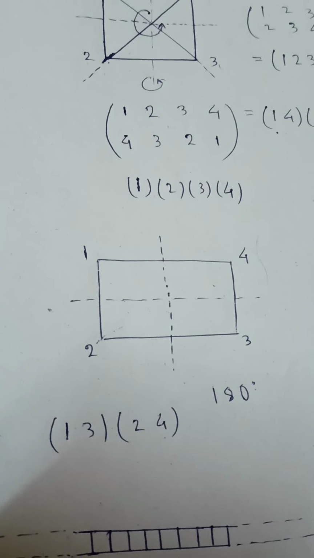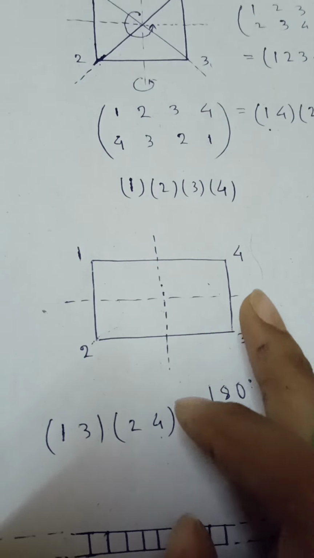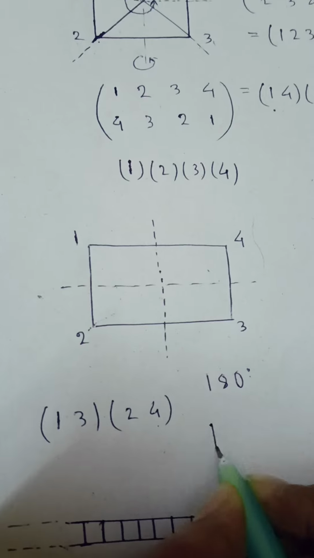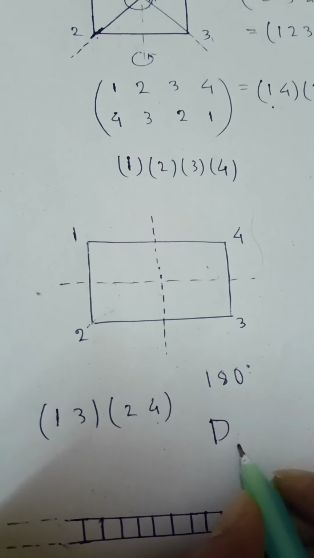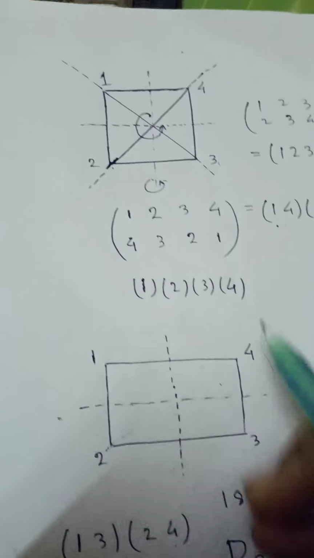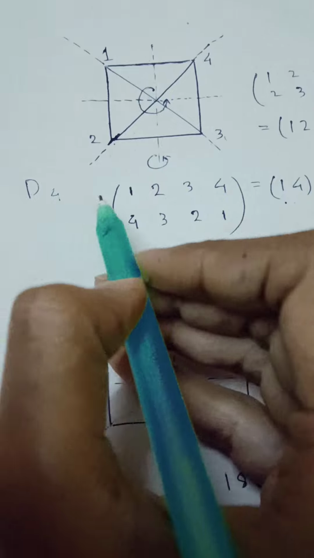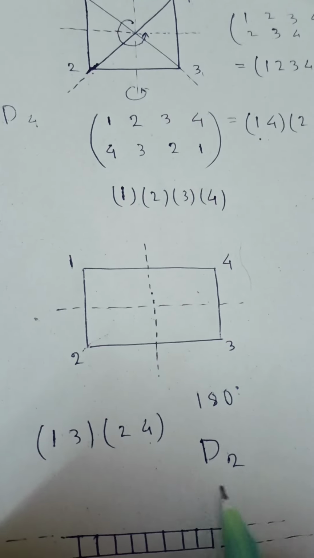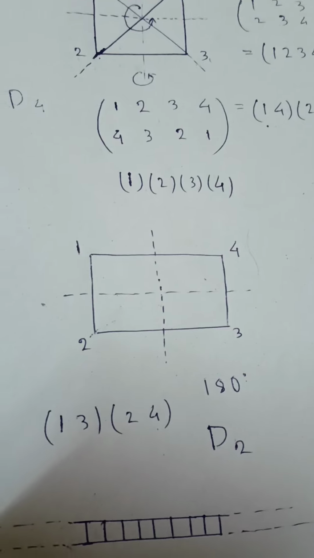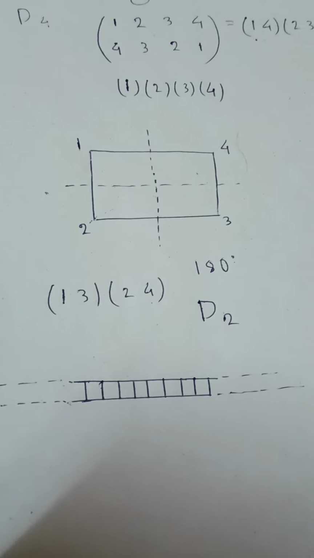And take a note, the symmetries of this rectangle form a symmetry group which is called D2, right? For the square, this forms a symmetry group called D4, but for this one it forms D2. So, well understood. Now let's go to a different figure.